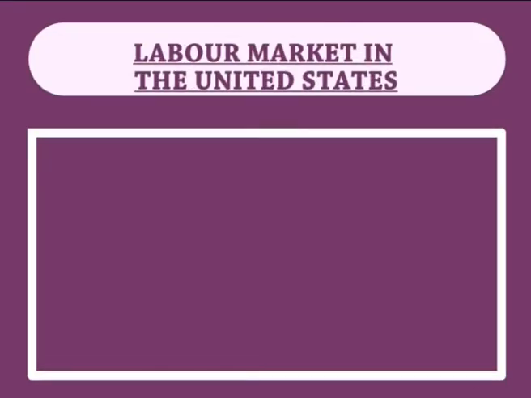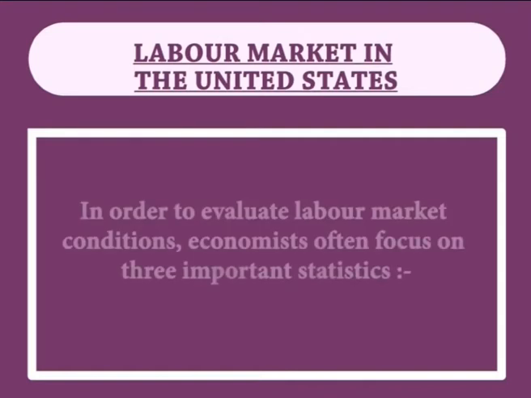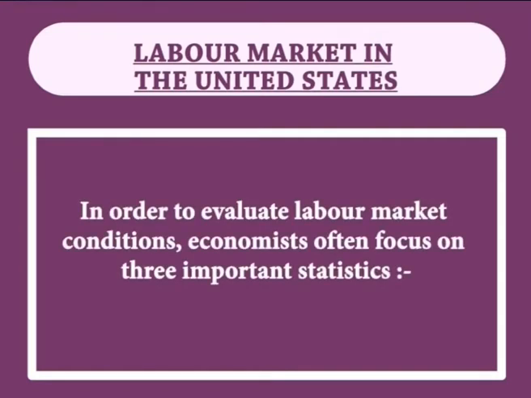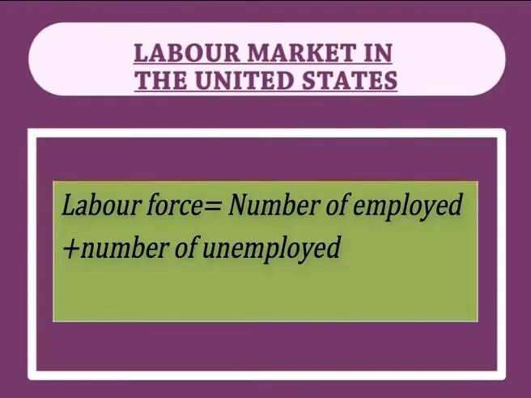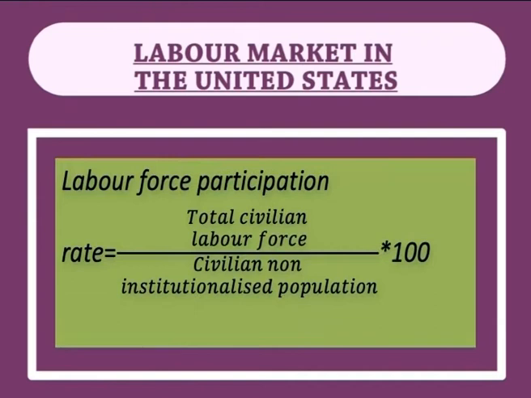Labor market in the United States. In order to evaluate labor market conditions, economists often focus on three important statistics: labor force participation rate, unemployment rate, and the employment population ratio. Equation 1 simply shows that labor force is the sum of employed and unemployed population. Equation 2 shows the labor force participation rate.